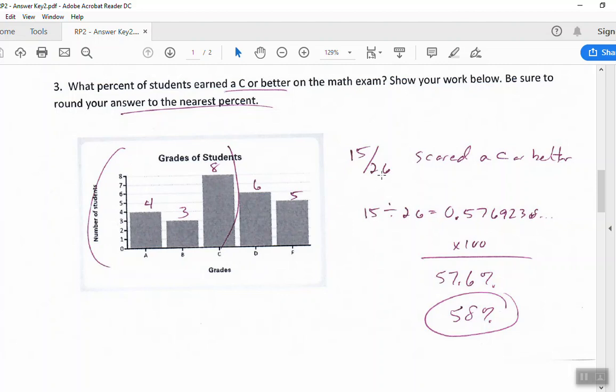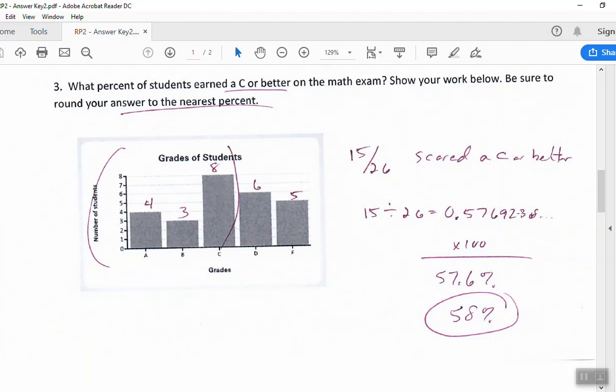Now, what we're going to do, though, is we're going to see how many of the 26 got a C or higher. So we add up just the 8, 3, and 4, and that's where the 15 comes from. Okay, 15 out of 26 students scored a C or higher. Now, again, we have our fraction. So to get to a percentage, we would divide this by 26. We're going to get a decimal that's not going to be kind.